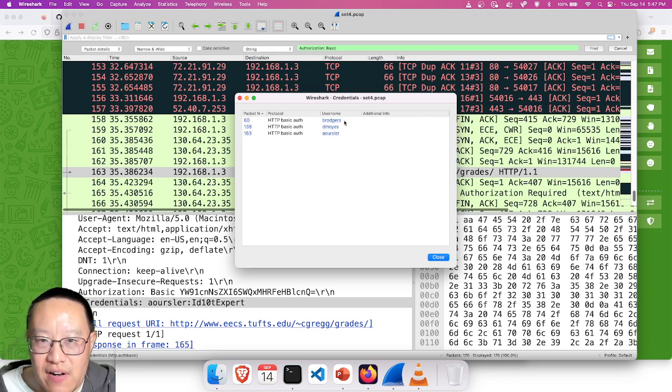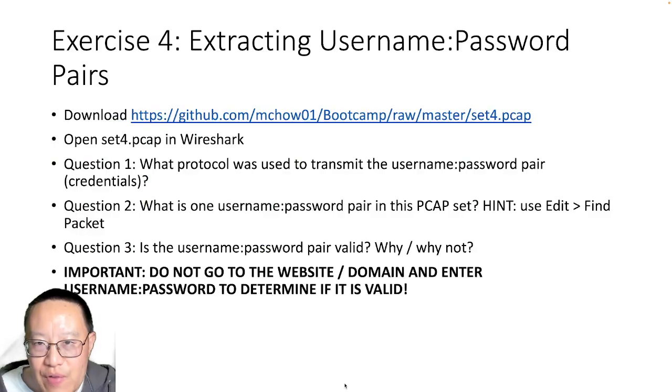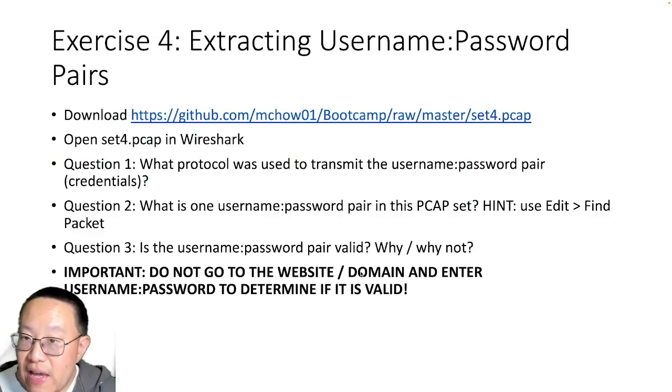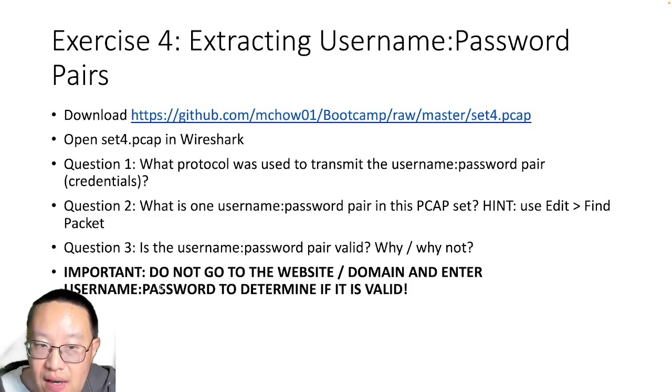So packet number 60 had B. Rogers, packet number 138 had D. Moyes, packet number 163 is A. Ausler. Yeah, so we found three credentials, but are they going to the Wall of Sheep? Very important.